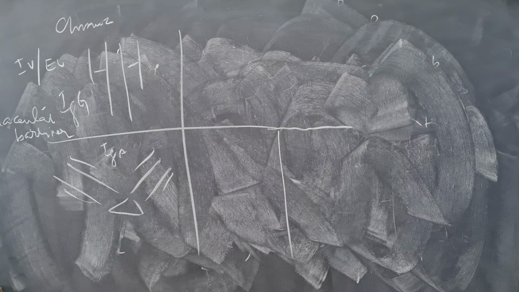Next is IgA. It is present in all secretions of the body. What are the secretions? Gastrointestinal secretion, saliva, sebaceous and sweat glands. It is called the local antibody. It neutralizes microorganisms at the entrance.